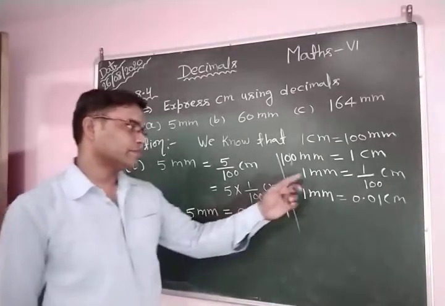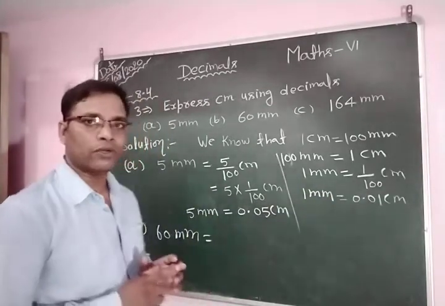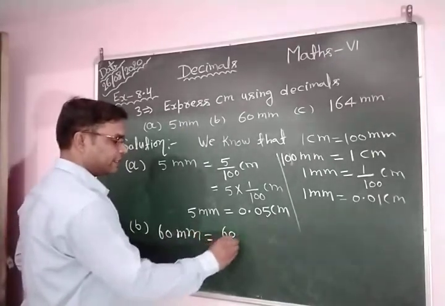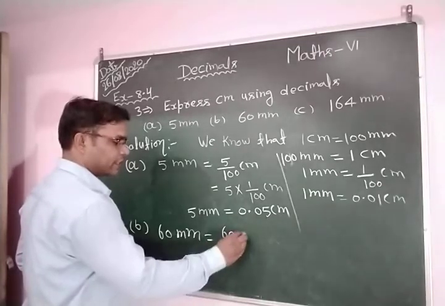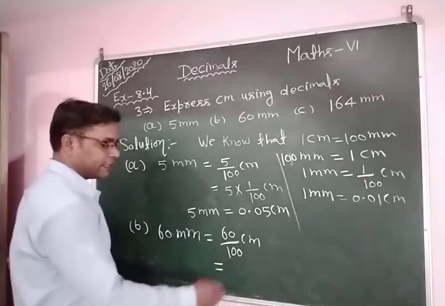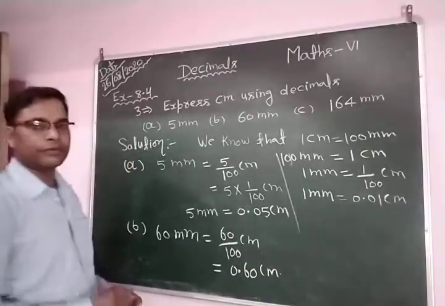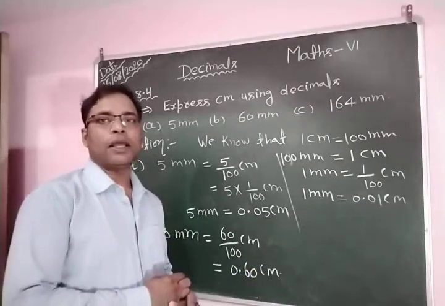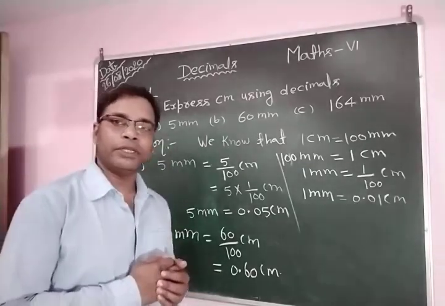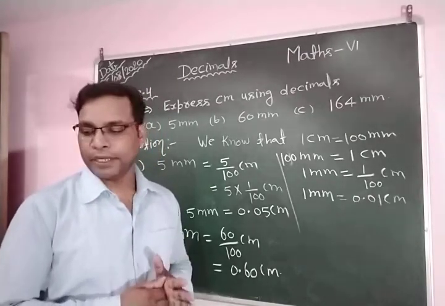You know that 1 millimeter is equal to 1 by 100 centimeter. So 60 millimeter is equal to 60 by 100 centimeter, or in decimal form this is equal to 0.60 centimeter. So students, I hope all of you understood such types of conversion, millimeter into centimeters or centimeter into millimeters.